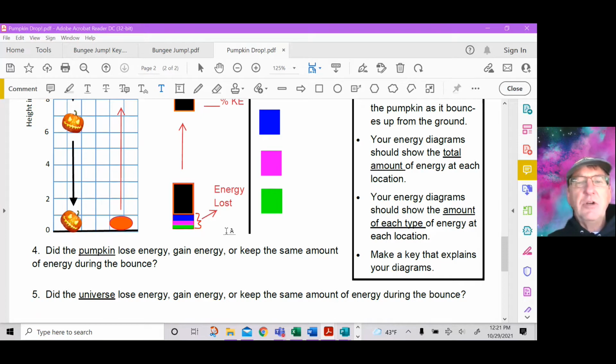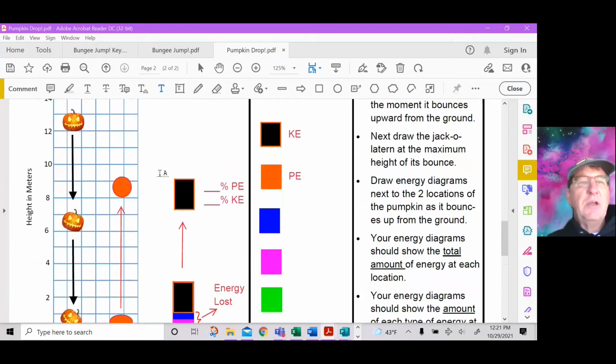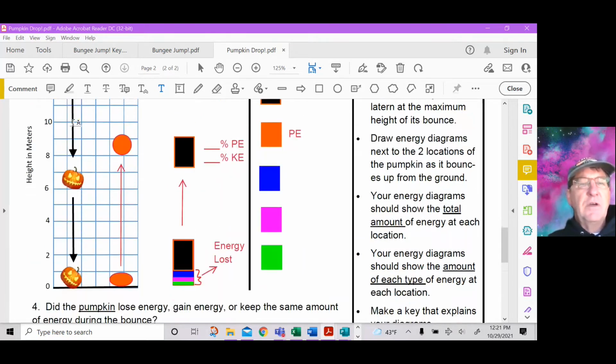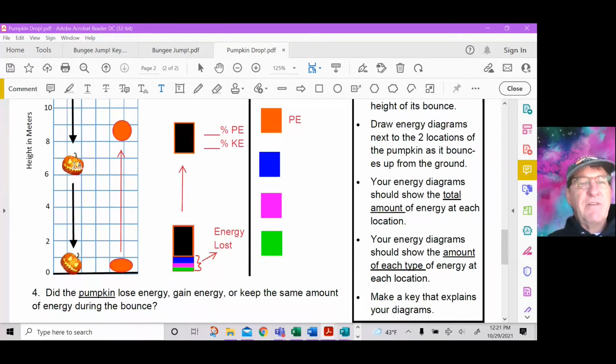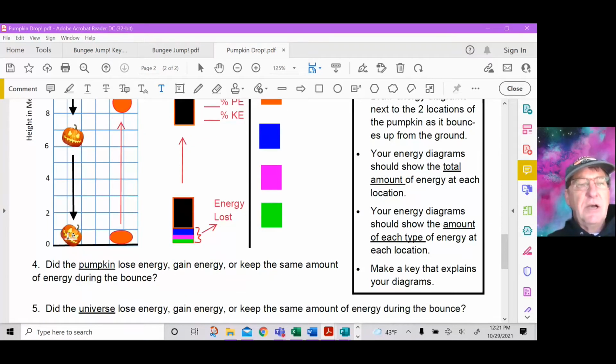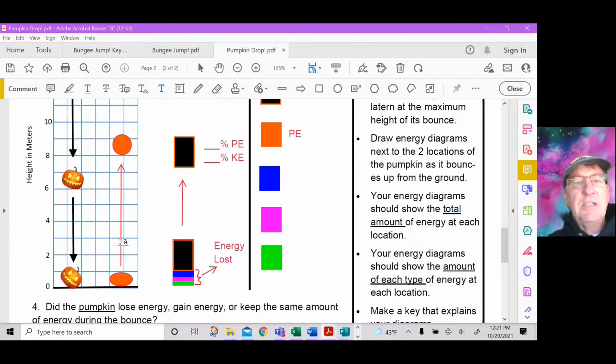But what I do know is if I started up here with 180 joules, it still has 180 when it's halfway down. It still has 180 when it hits the ground, but then when it hits the ground, some of this energy was lost and it bounced back up. And I can tell by how high it went that there's 120 left. If there's 120 left, that means that this loss had to be 60 joules with these three things combined.